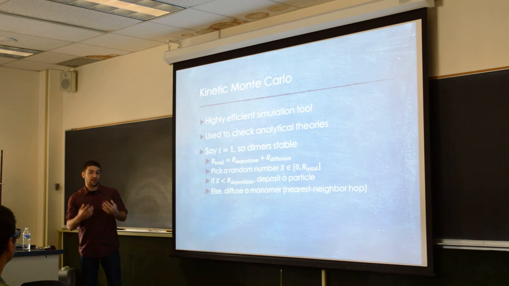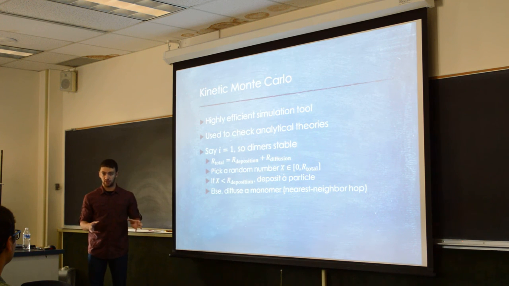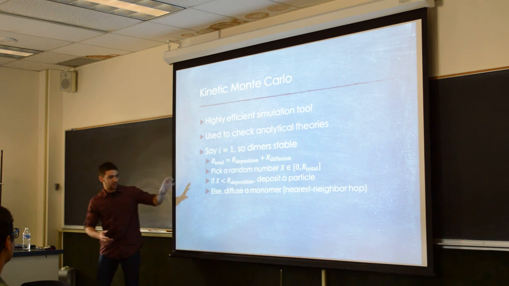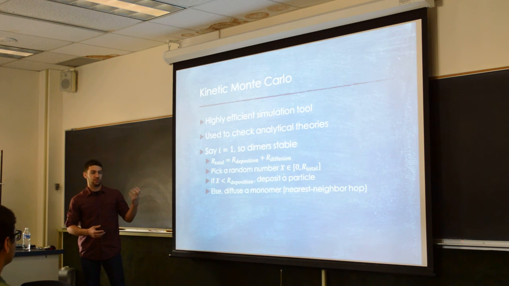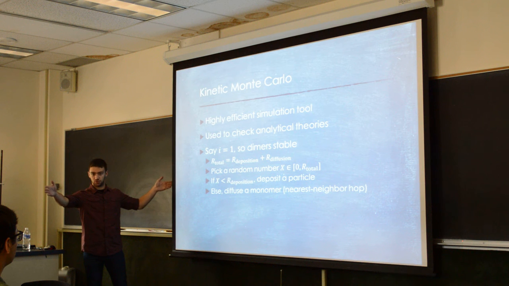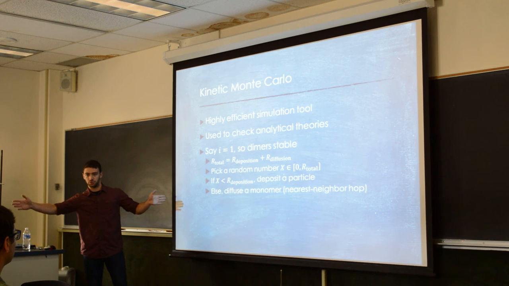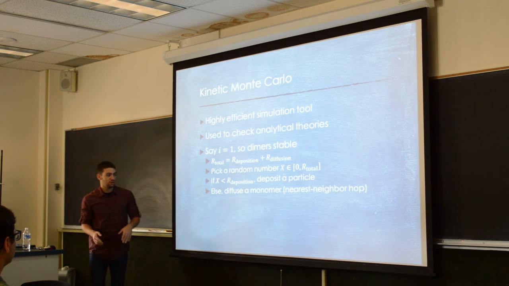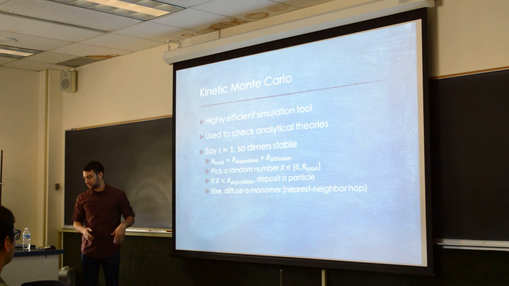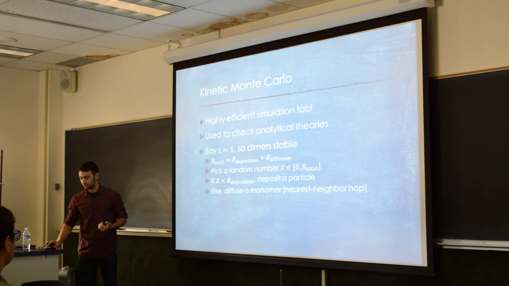Now, the way that we check these models is by simulating with kinetic Monte Carlo. The general idea is you have a program run through and decide statistically whether you're going to deposit something or move something based on the rate of deposition and the rate of diffusion. You pick a random number, and if the number is less than the deposition rate, so it goes from zero to this total, then you deposit. If R gets much, much bigger, you're much more likely to diffuse, so your R total is much bigger while your R deposition stays the same. This is really accurate for modeling these things, so much so that we use it to check the results of the analytical theories.